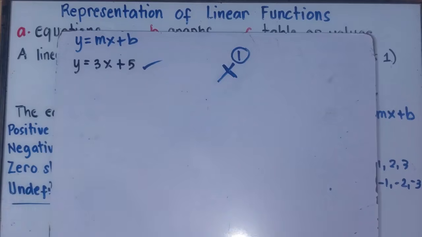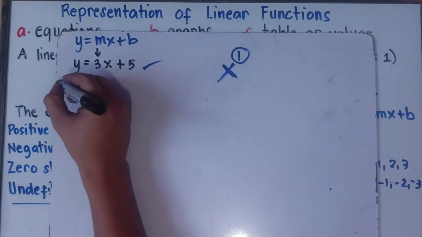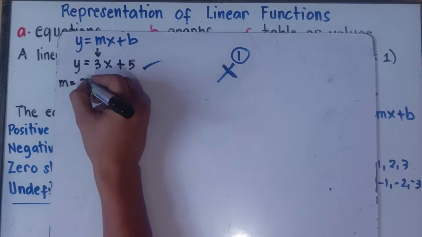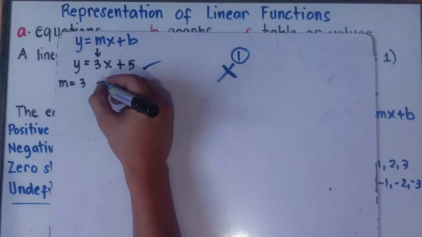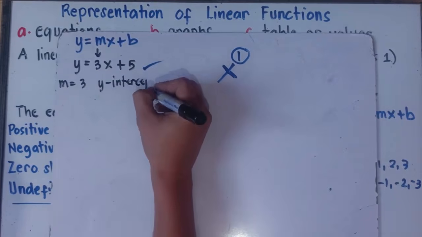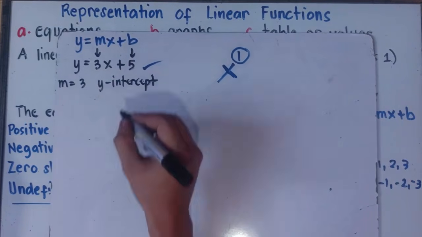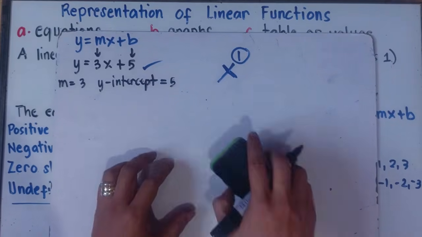Now, what is the value of m? That's correct. The value of m would be 3. So m is equal to positive 3. And what's the value of the y-intercept? That's correct. The y-intercept would be b, which is equal to positive 5.